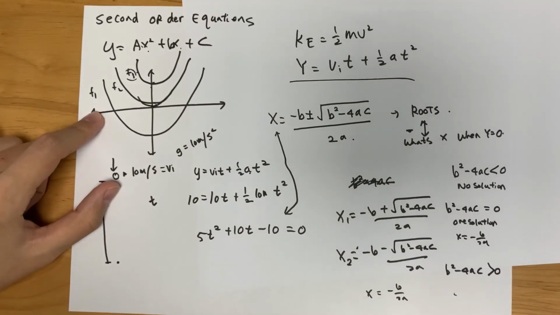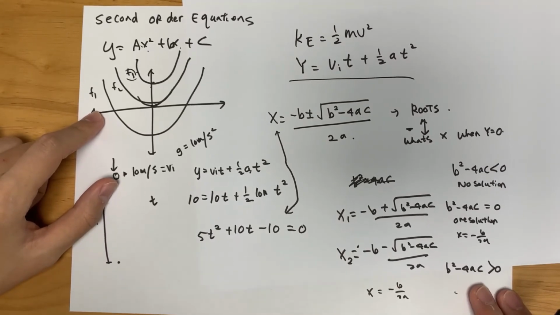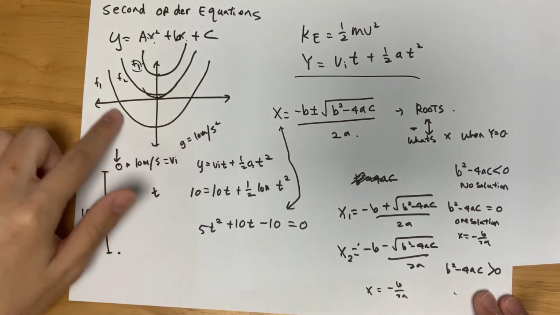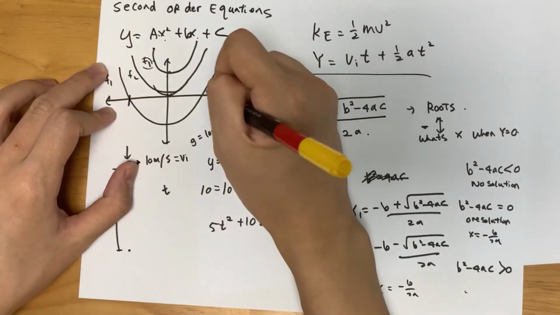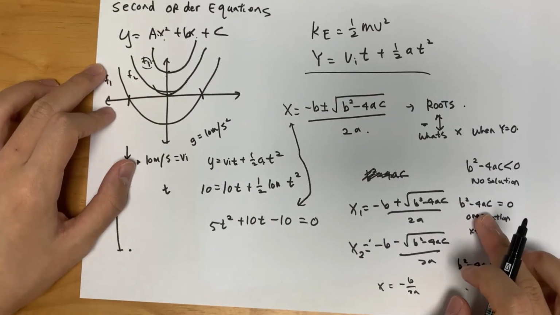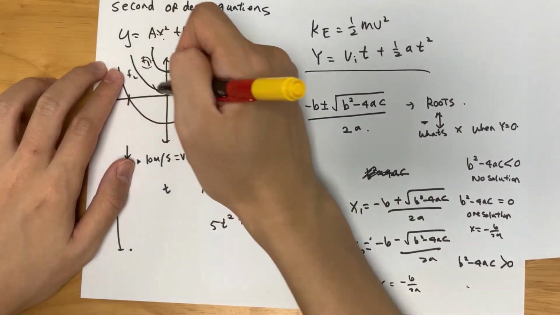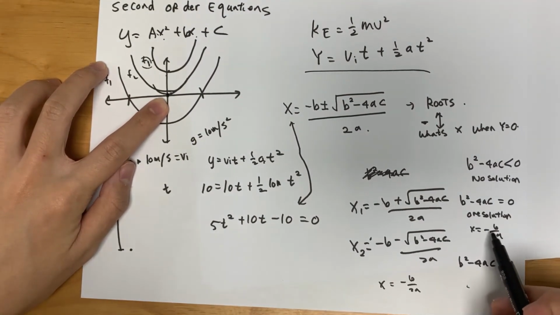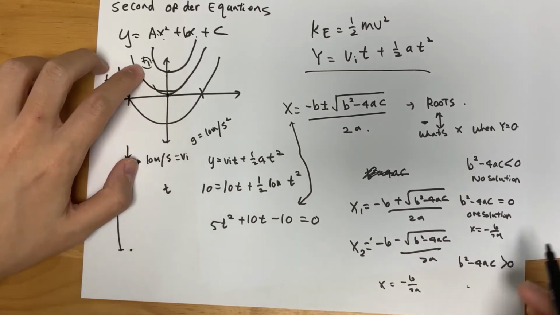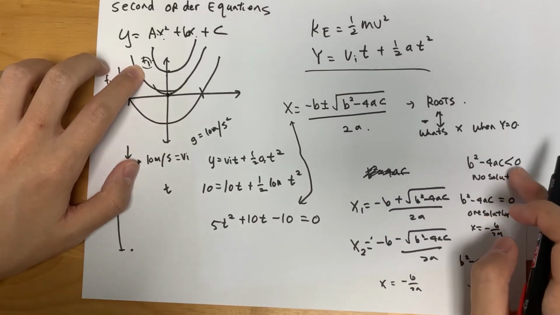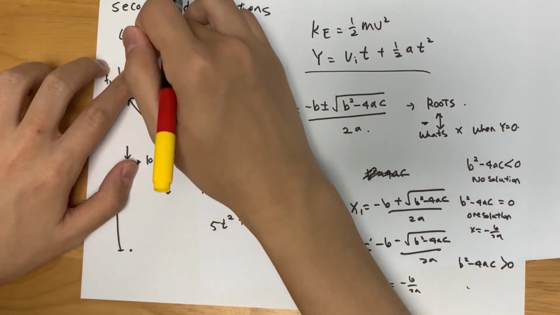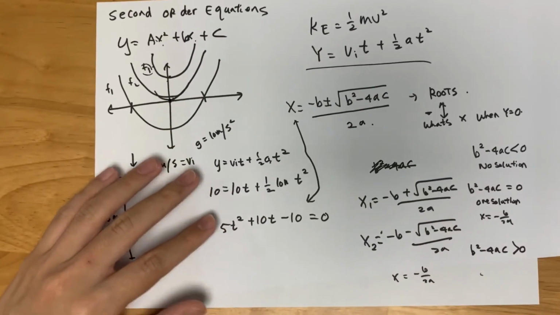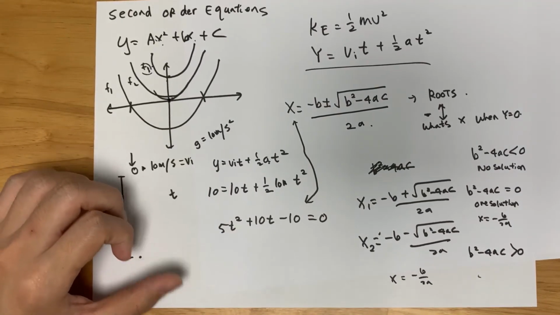So if b squared minus 4ac is greater than 0, then it will have a graph that looks like this, that has two roots. If b squared minus 4ac equals 0, then it's going to have a graph like this. It has only one solution, and x will be equal to minus b divided by 2a. If b squared minus 4ac is less than 0, then it's going to have a graph like this that does not go through the root at all. So that was it for second order equations.